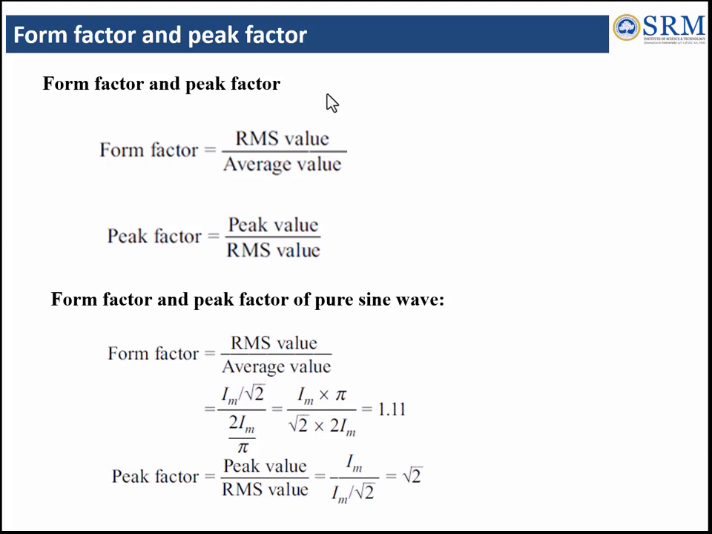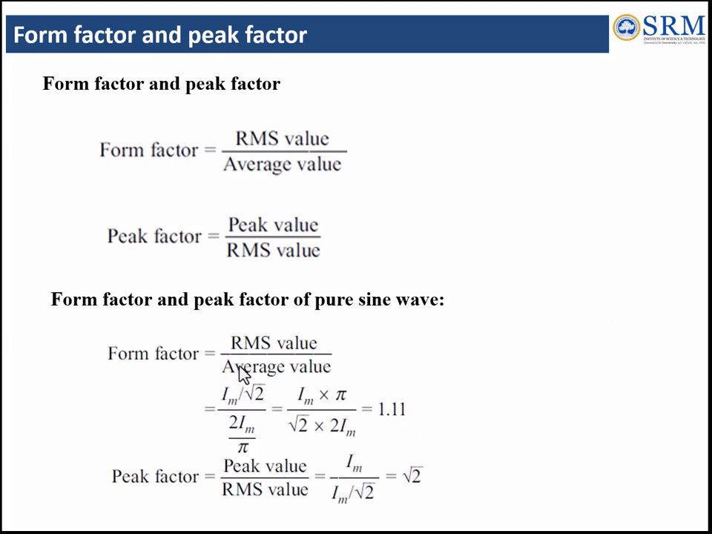Now let us see about form factor and peak factor. What is form factor? Form factor is the ratio of root mean square value divided by average value of AC current or AC voltage. Whereas peak factor is given by peak value and its RMS value. Okay, the ratio of peak value and its RMS value. So we will find the form factor and peak factor first for a pure sine wave.